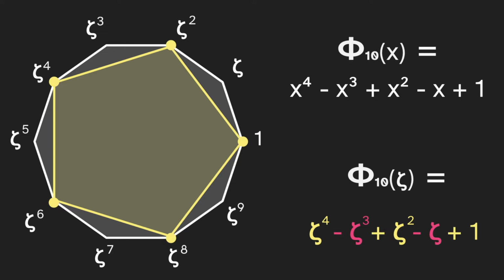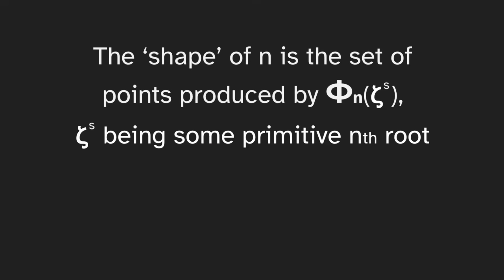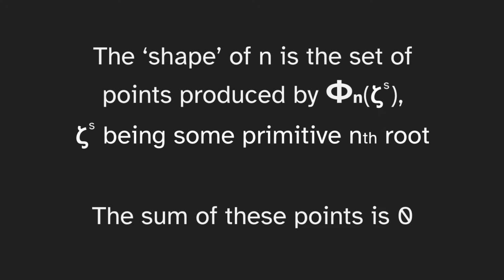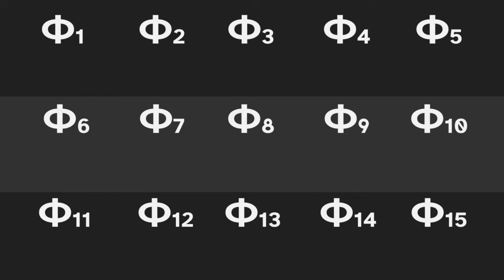So we'll call this pentagon the shape of 10. And furthermore, the shape of n is the set of points produced by phi sub n of zeta to the s, with zeta to the s being some primitive nth root. And importantly, the sum of these points is 0. So we should expect them to be pretty evenly distributed around 0. So let's take a look at some of the shapes of early cyclotomic polynomials.